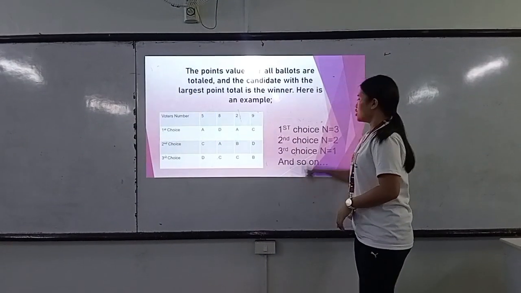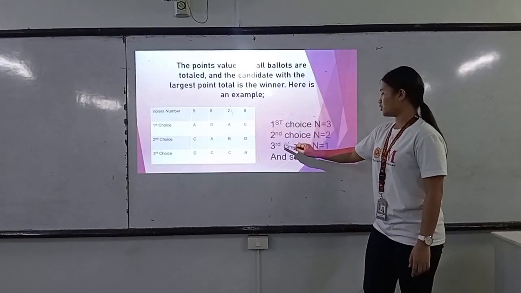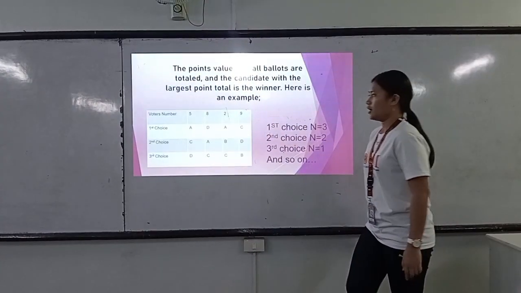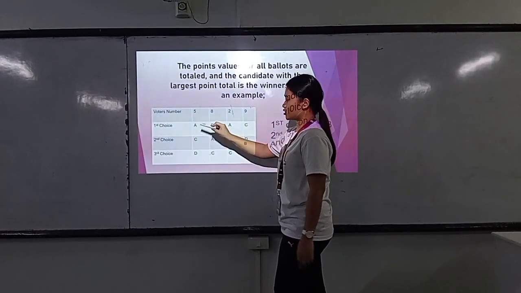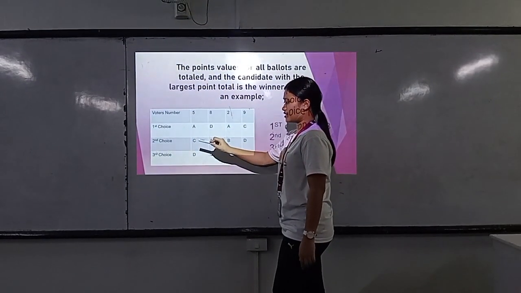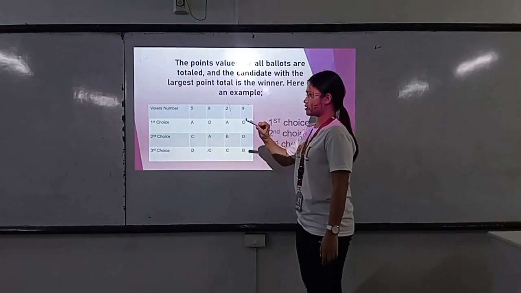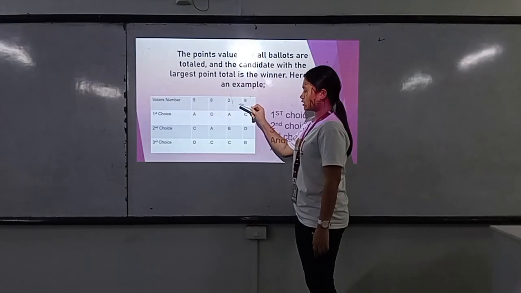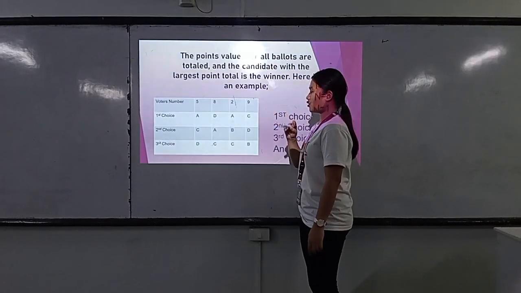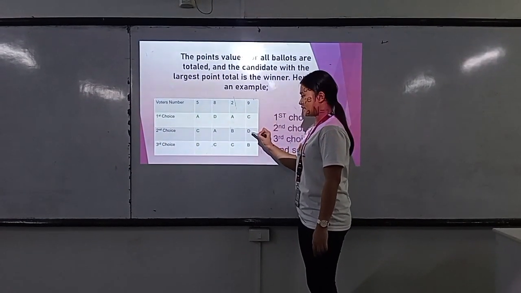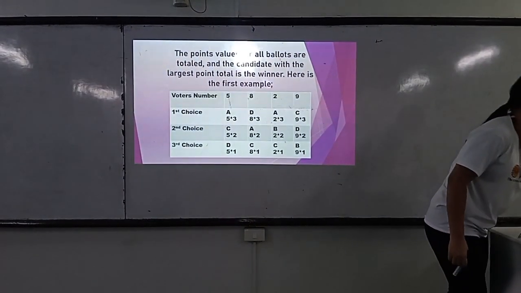Here is an example. The first choice will be the equivalent of 3, the second choice the equivalent of 2, and the third choice the equivalent of 1, and so on. Here we have 5, 8, 2, and 9 voters. The 5 voters chose A as their first choice, C as their second choice, and D as their third choice. The 8 voters chose D, A, and C. The 2 voters chose A, B, and C. And the 9 voters chose C as their first choice, D as their second choice, and B as their third choice. So how do we calculate the Borda counts?